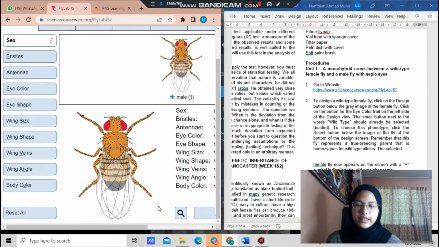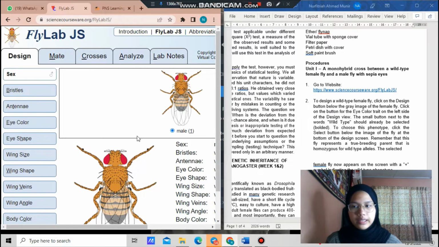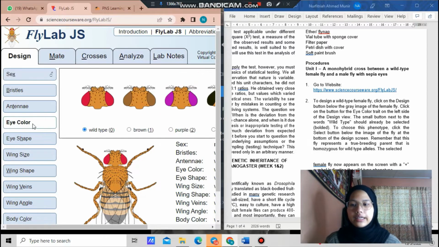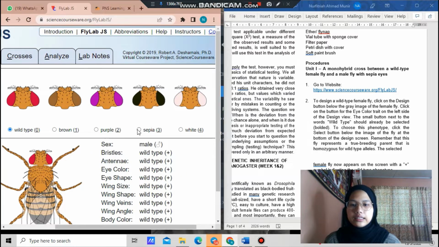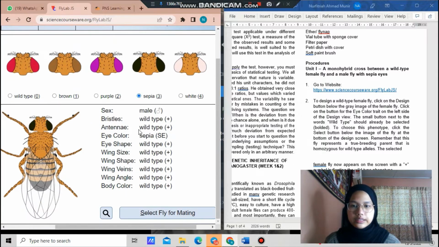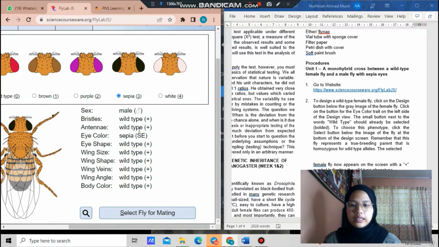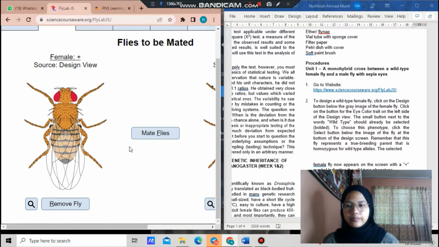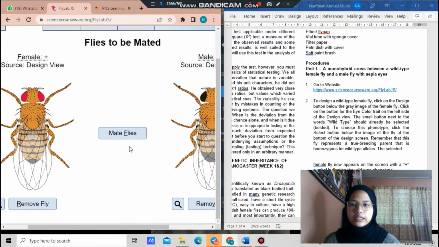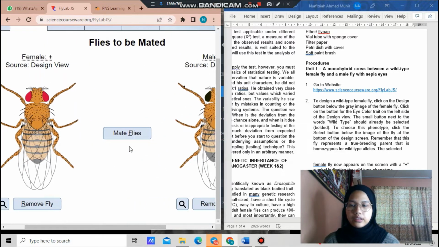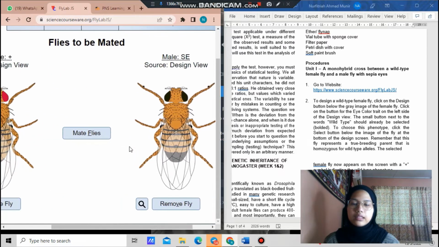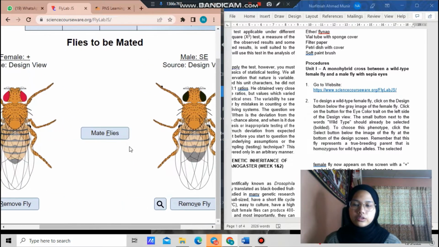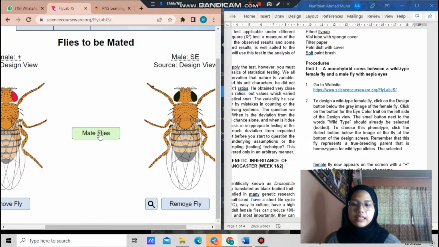So design the fly, and so the sex is male, and click the eye color. Eye color is sepia, so click the sepia. Then after that, select fly formatting. So this is the parent, which is the female and male fly. So then make the flies, which is cross the flies.